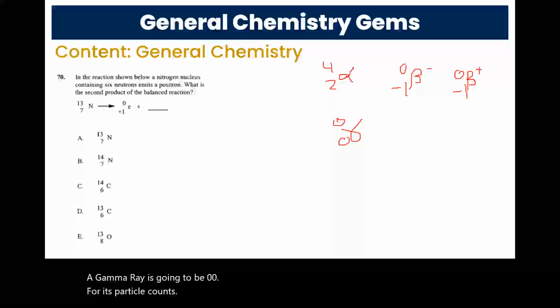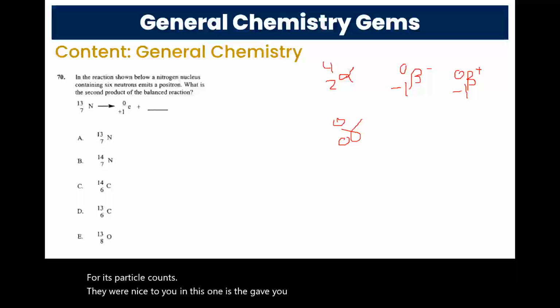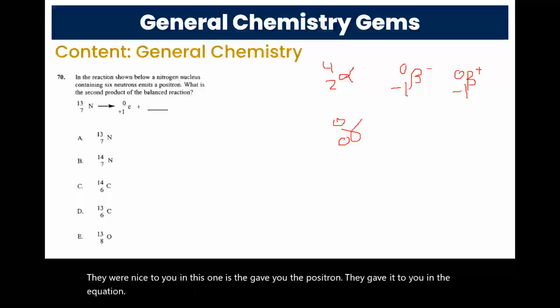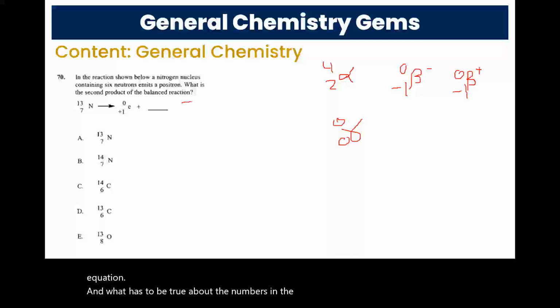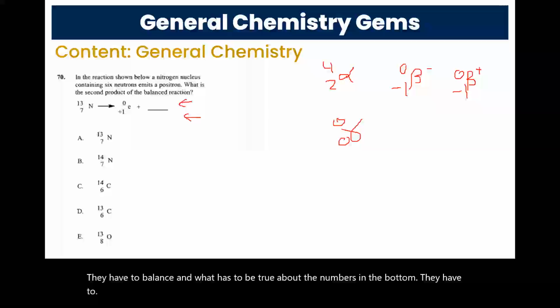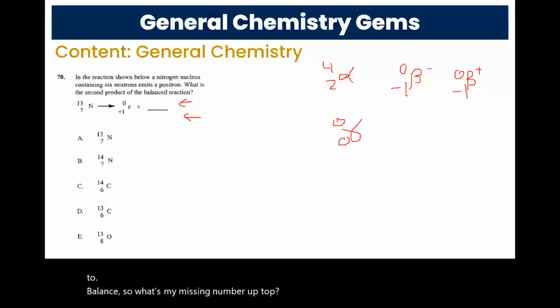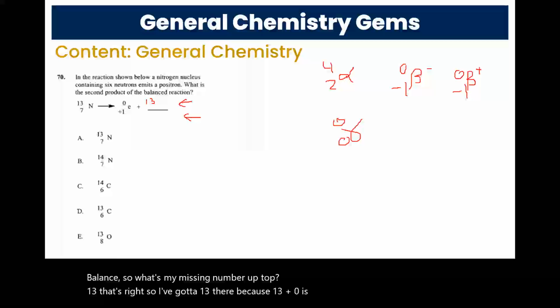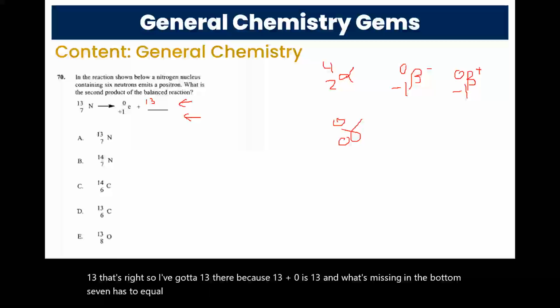They were nice to you in this one: they gave you the positron. They gave it to you in the equation. And what has to be true about the numbers on the top? They have to balance. And what has to be true about the numbers on the bottom? They have to balance. So what's my missing number up top? 13, that's right. So I've got to have a 13 there because 13 plus 0 is 13. And what's missing on the bottom? 7 has to equal 1 plus 6.